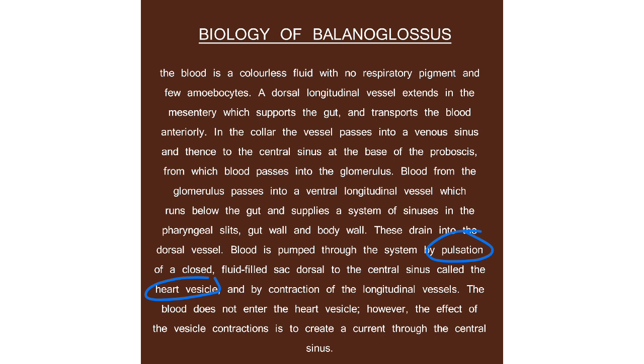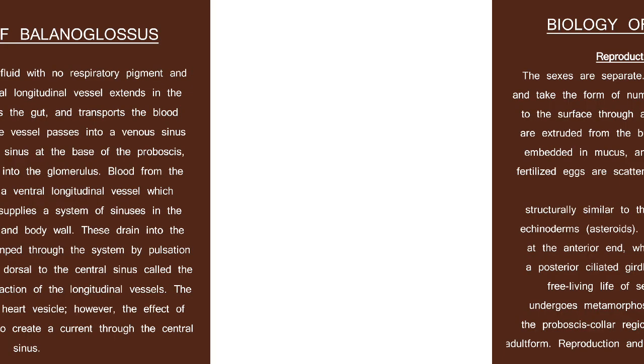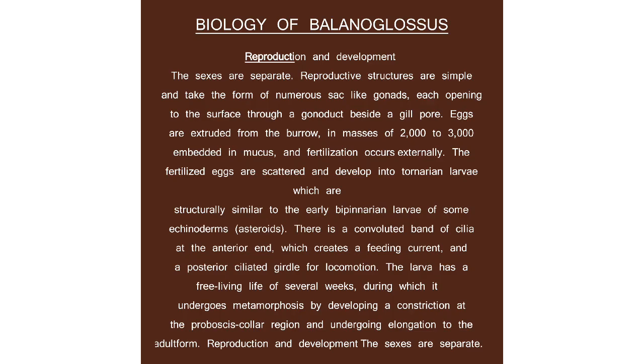But it should be noted, blood does not enter the heart vesicle. However, the effect of the vesicle contraction is to create currents through the central sinuses, which helps in the pumping of blood. So it should be noted that in Hemichordates, the blood does not enter the heart vesicle. Are you getting me now? And that is just the basic stuff about the circulation in Balanoglossus.